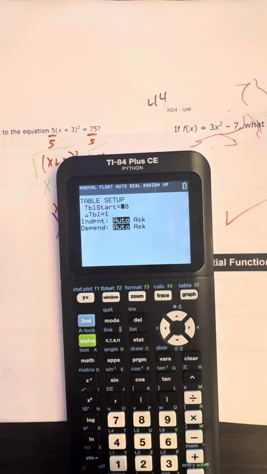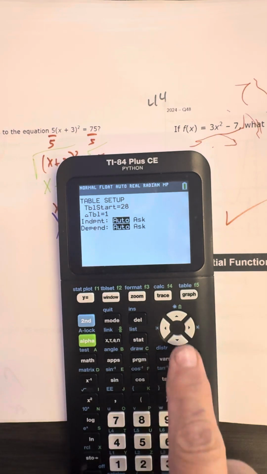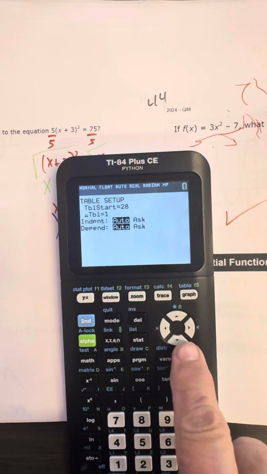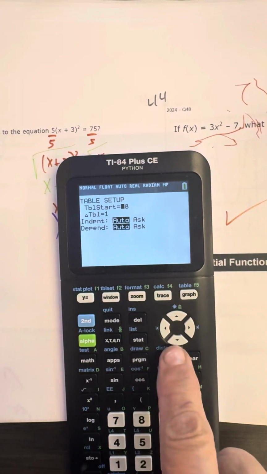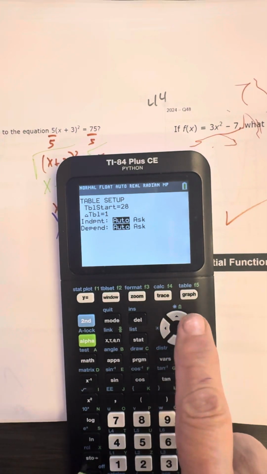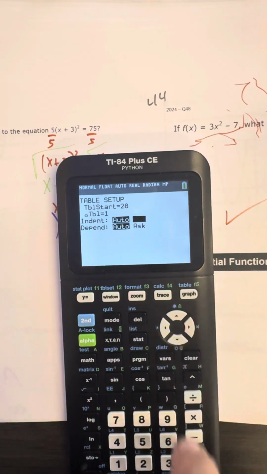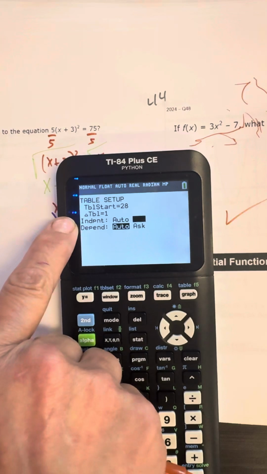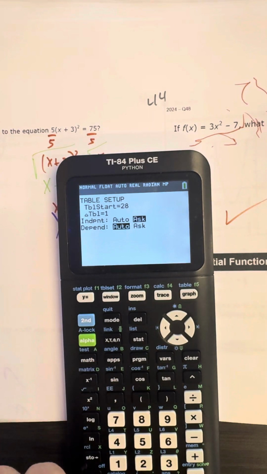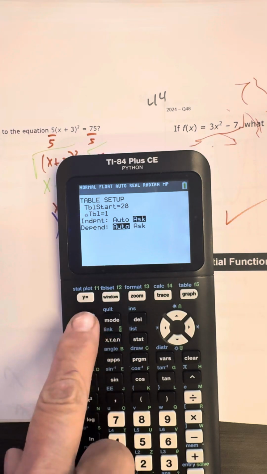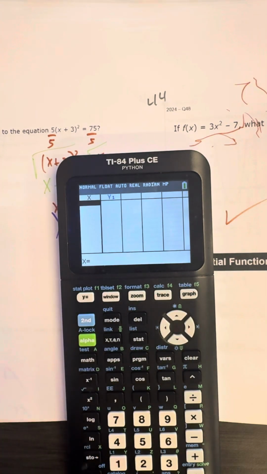So you can go to table set and you want to change this independent to ask because you have 4 possible answers and they are not whole numbers. So we're going to change the independent to ask. Independent is your x, dependent is your y. X is your input and y is your output. So go to second table and notice it's blank. So she can put her answer.